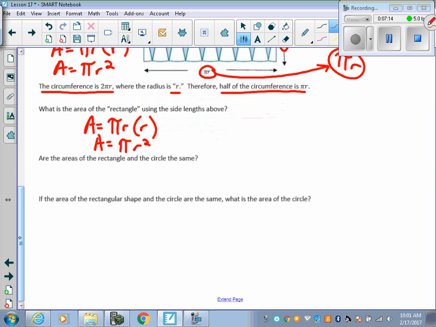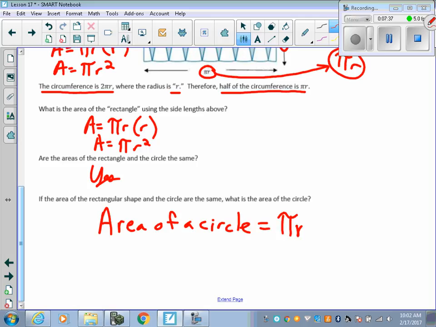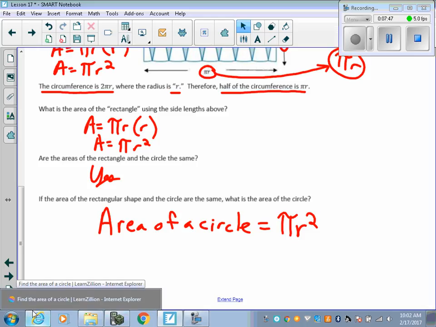Are the areas of the rectangle and the circle the same? Yes, because as you can see, they work out there. Now you could go and talk about the fact that there's little curves on those and so on, but for the most part they are the same. So therefore the area of a circle is equal to pi r squared. Now I have another video, and we're going to see how this comes through. Another video in queue that will kind of show you this as well. So please listen to this.